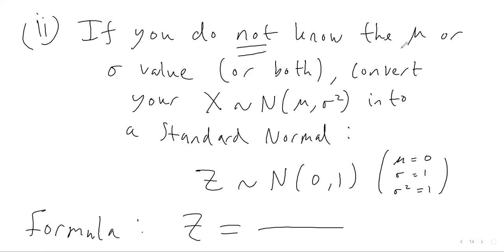Now, if you do not know the mu or sigma value or both in your distribution, so let's say you get a question and they don't give you the mu or the sigma value, then you've got to convert into a standard normal distribution, this Z distribution, with a mean of 0 and a variance of 1, and also a standard deviation of 1, of course, because when you square 1, you get 1. So remember the conversion formula: Z is equal to your initial variable, take away its mean, divided by sigma.